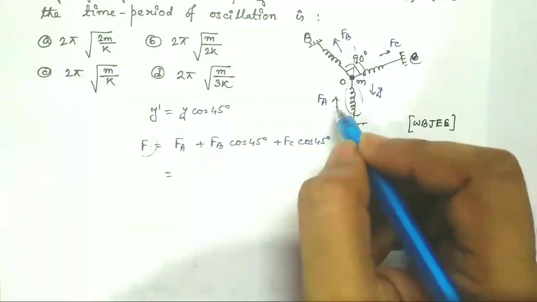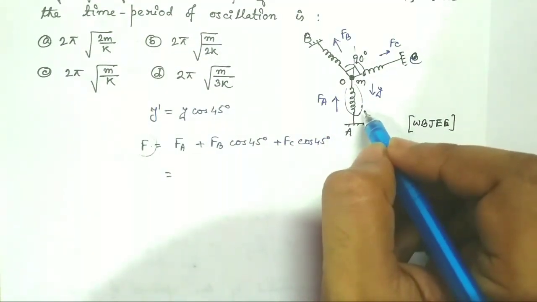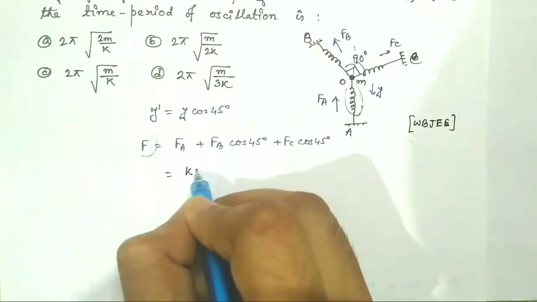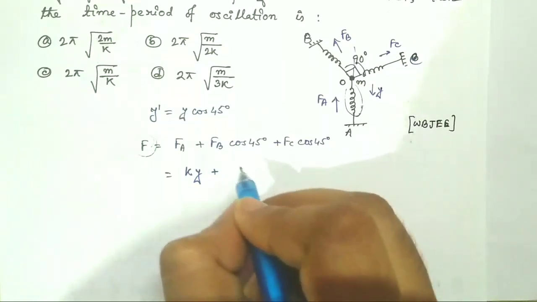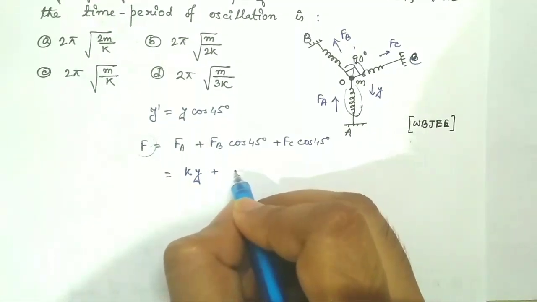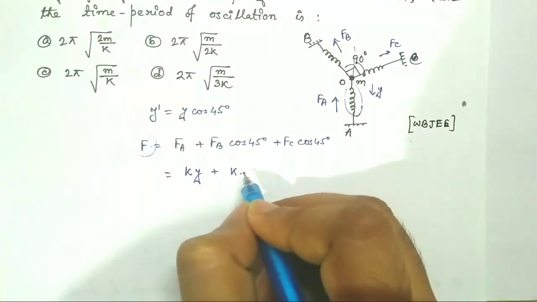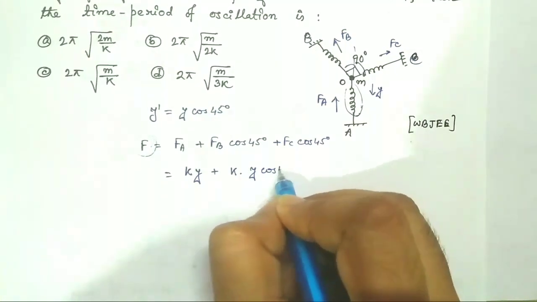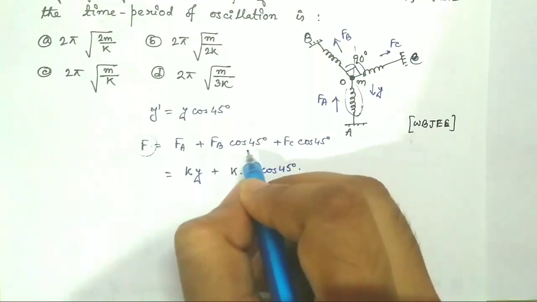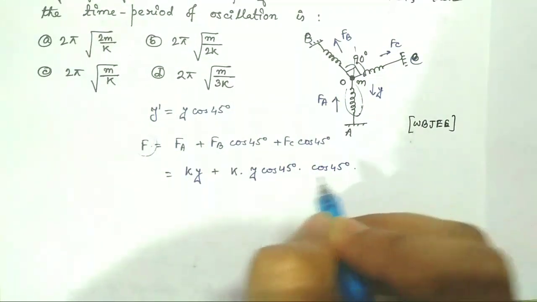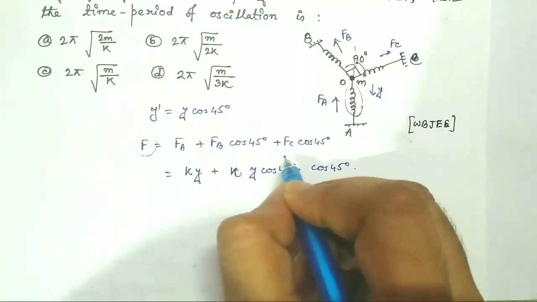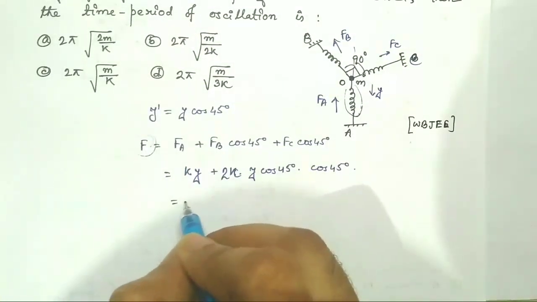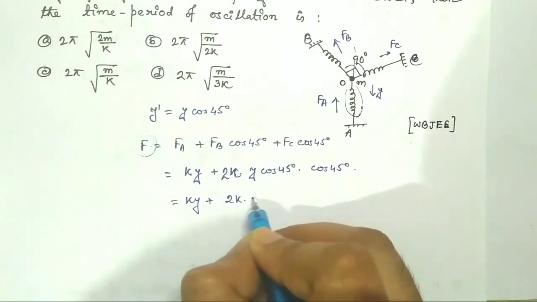The value of Fa will be the multiplication of the force constant K and the amount of elongation. So, K into Y plus Fb, the force constant is given by K and the amount of elongation is Y, into cos 45 degree. Similarly, in case of Fc cos 45 degree, here a term 2 arises. So we can write Ky plus 2k into y.